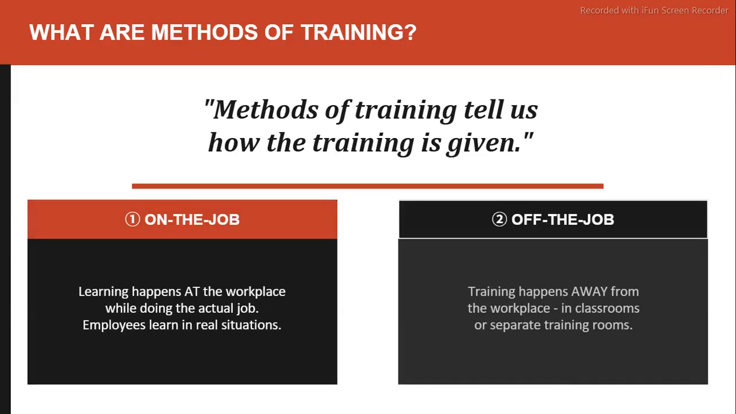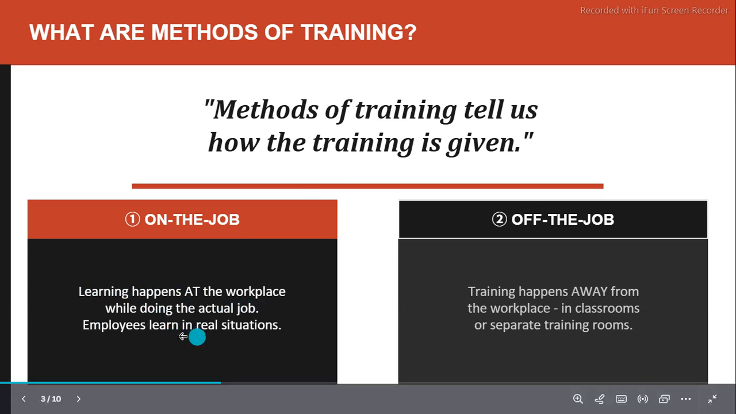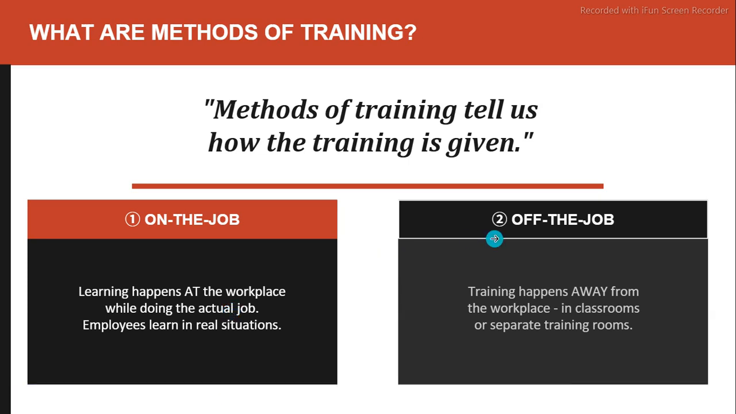Now guys, as you can see here, what are the methods of training? Methods of training tells us how the training is given, and there are two methods: on the job training method and off the job training method. When we talk about on the job training, that simply means learning happens at the workplace while doing the actual job. So employees learn in real life situations. And when we talk about off the job training, training happens away from the workplace, sometimes in the classroom, sometimes in training rooms, conferences, seminars, and many more.